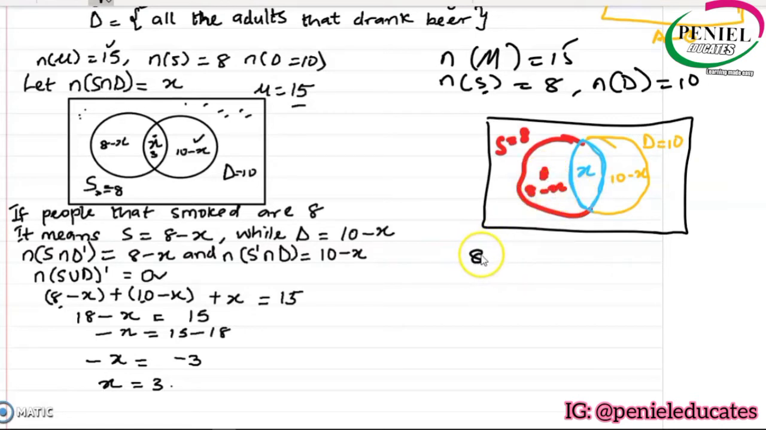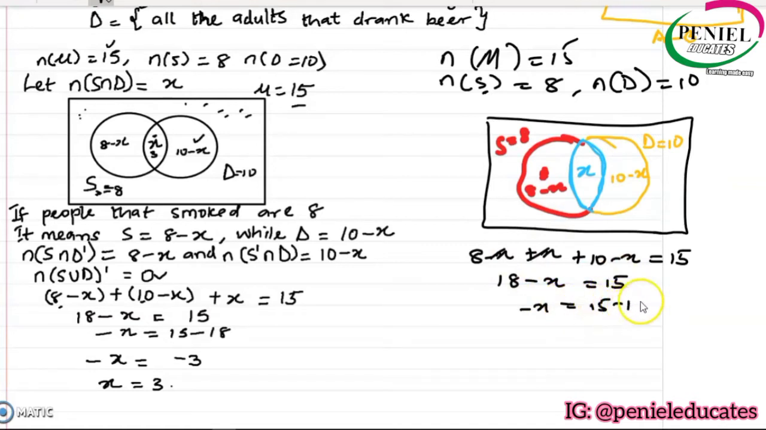This 8 minus X plus X here, then we have plus 10 minus X. Everything is equal to 15. All right, so we have minus X plus X here, which will cancel out. Then I have 18 minus X, which is 15. All right, so if I take 18 to this place, it's going to give me 15 minus 18, which is minus 3, so minus X equals minus 3. So I'm going to have X to be 3.